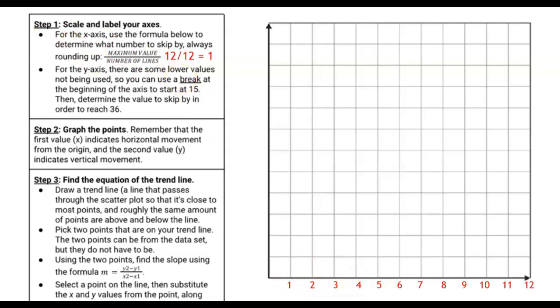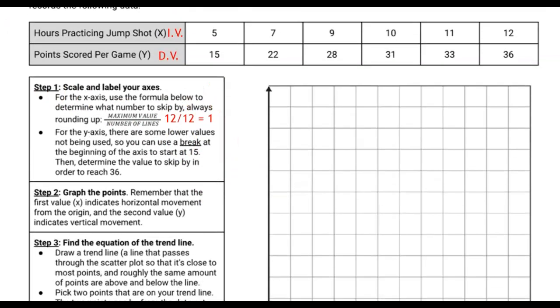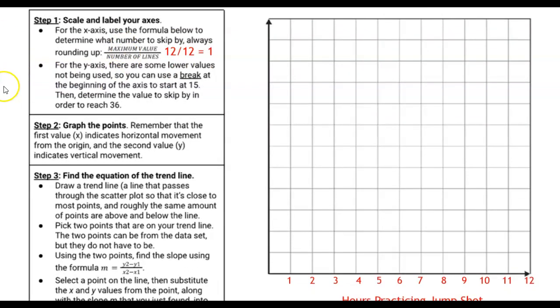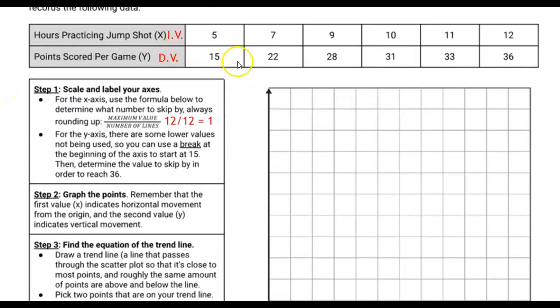I also need to label, which means I'm going to put the name of the variable, which is hours practicing jump shot, as a label on this axis. And then for the y-axis, I'm looking at these values for y, and I see that there's never a number that's smaller than 15. So it wouldn't make sense for me to start at 0 and then go 1, 2, 3, 4, 5, etc. because I'm really using none of those smaller numbers.